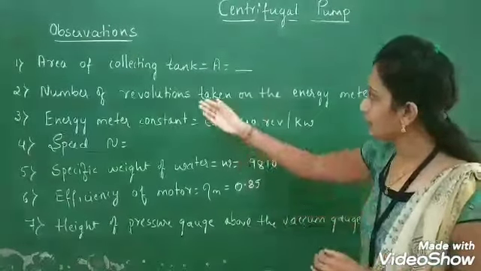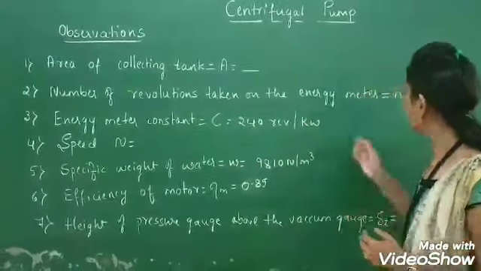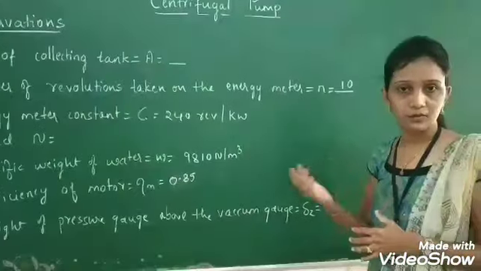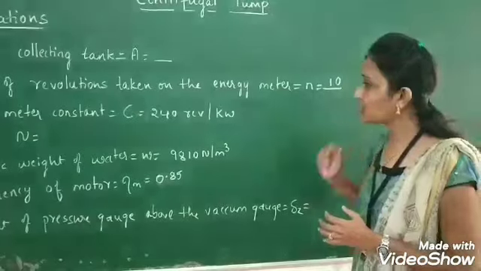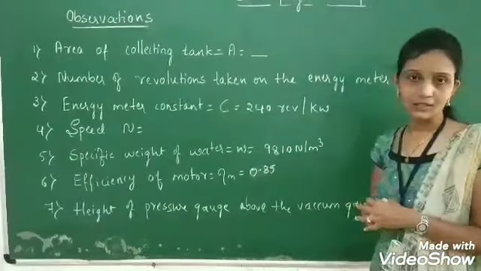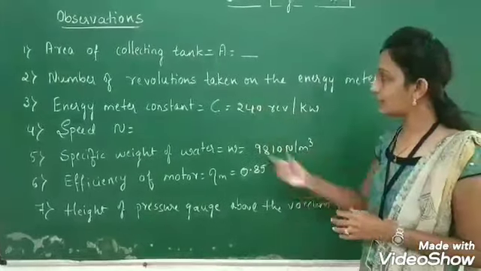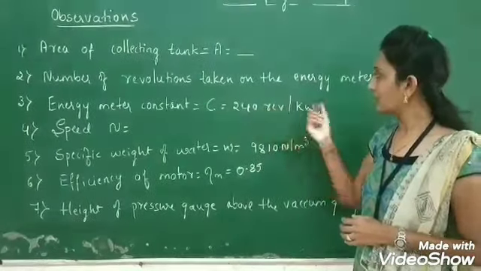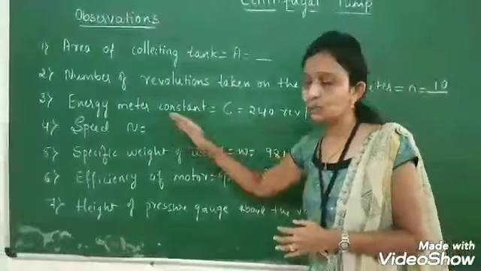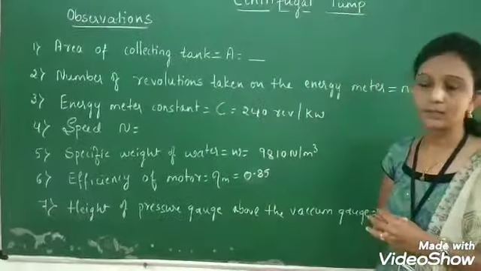The second is the number of revolutions taken on the energy meter. Usually we fix it at 10 revolutions. Then the energy meter constant, which we represent by capital letter C, is a constant value. I have represented it as 240 revolutions per kilowatt hour. Next is the speed, which I will represent by capital letter N.